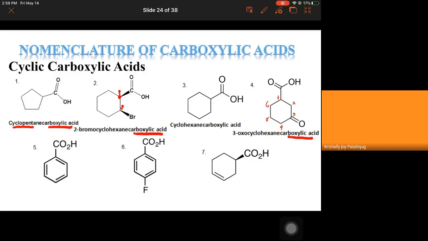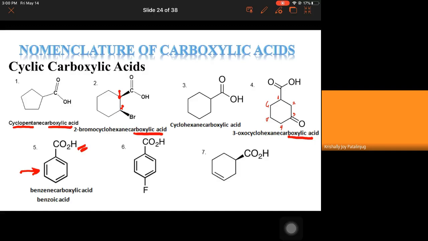Number 6, this is benzene. So benzene, just attach the suffix carboxylic acid. Or this is commonly known as benzoic acid. That is the common name. Benzoic acid, benzene with a carboxylic acid group. Right? COOH is the simplified form. Okay?